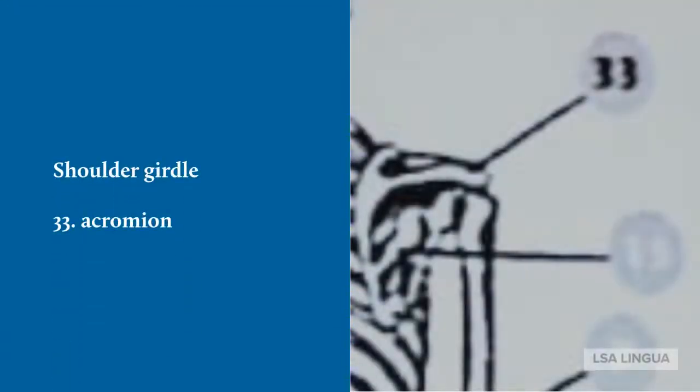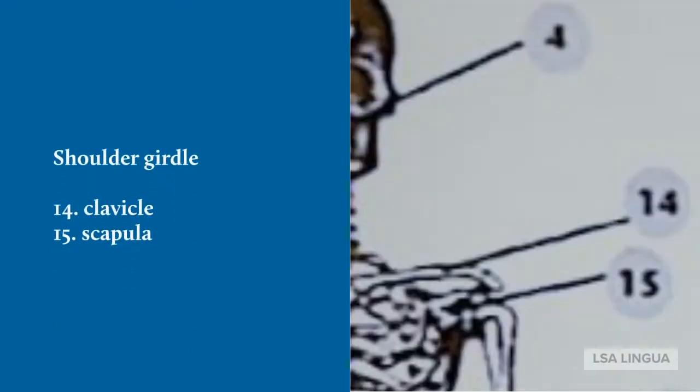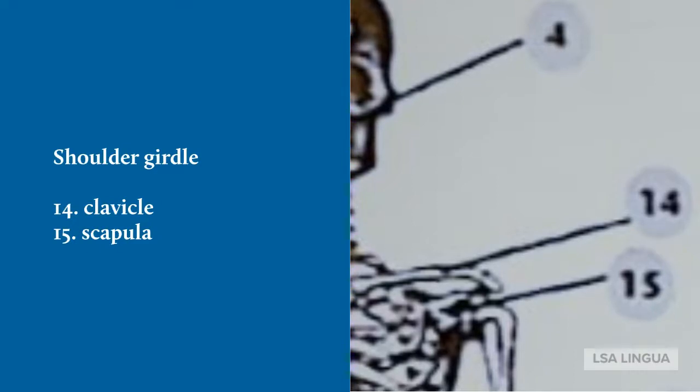33. Acromion. Acromion is a bony process on the shoulder blade. Note that the process is a projection or outgrowth of bone or tissue. 14. Clavicle, also known as collarbone. 15. Scapula, the shoulder bone or shoulder blade, if you will.